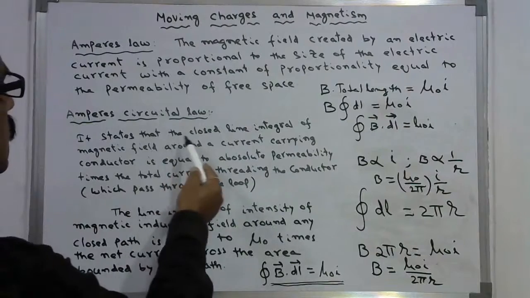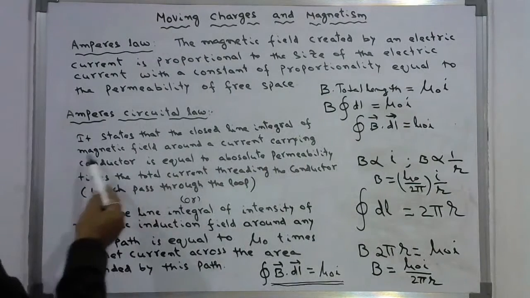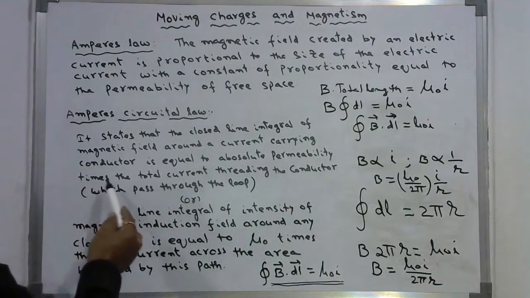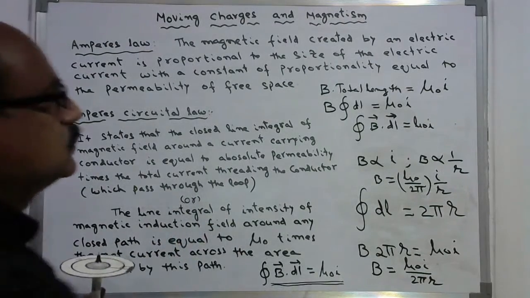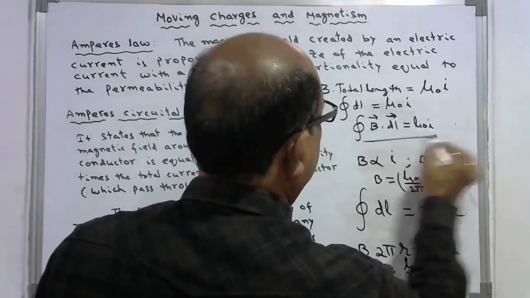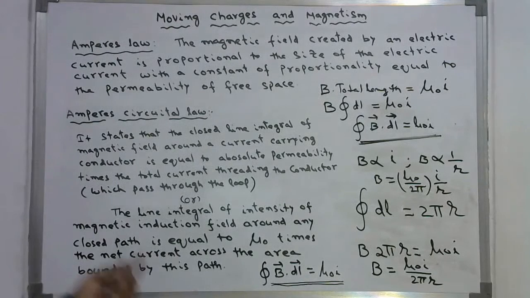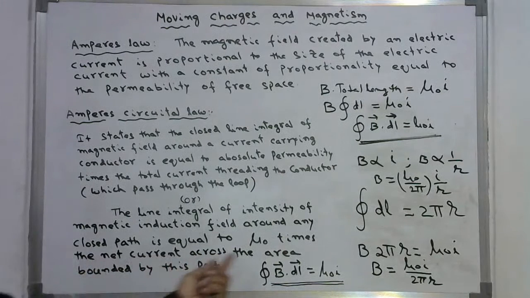So it states that, Ampere's circuital law, it states that the closed line integral of magnetic field around a current carrying conductor is equal to absolute permeability times the total current threading the conductor, which passes through the loop. So this is what is called Ampere's law. Or we can also state it in another way: the line integral of intensity of magnetic induction field around any closed path is equal to mu naught times the net current across the area bounded by this path.